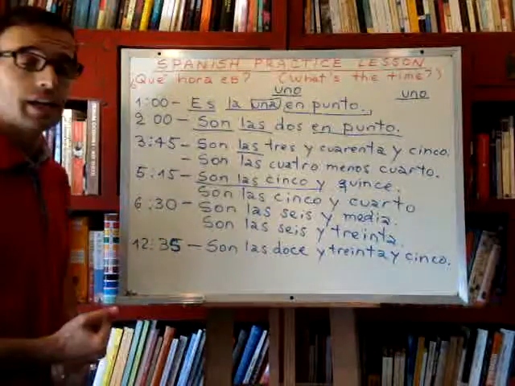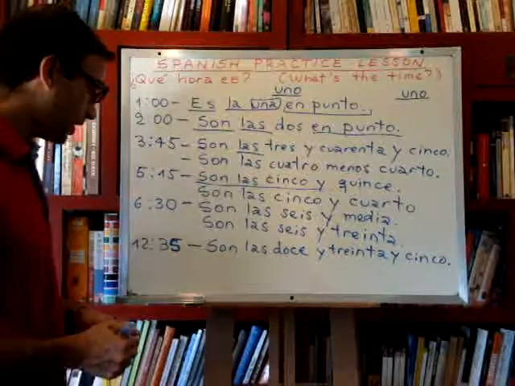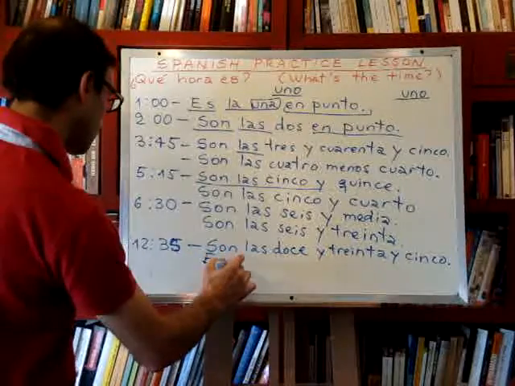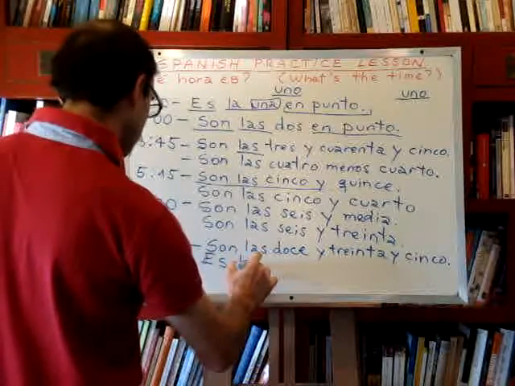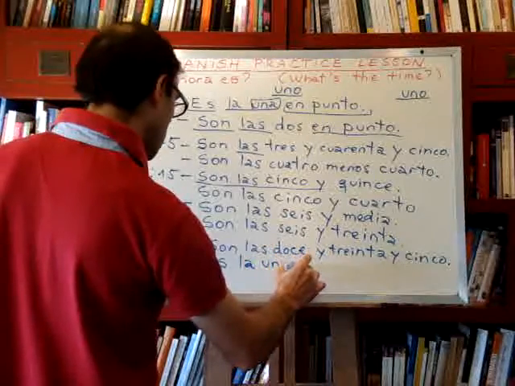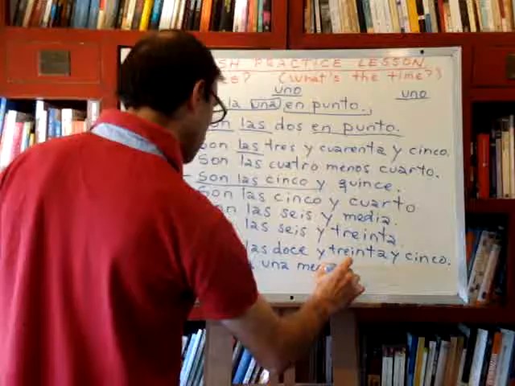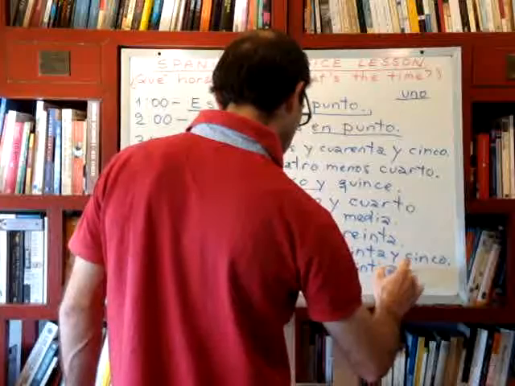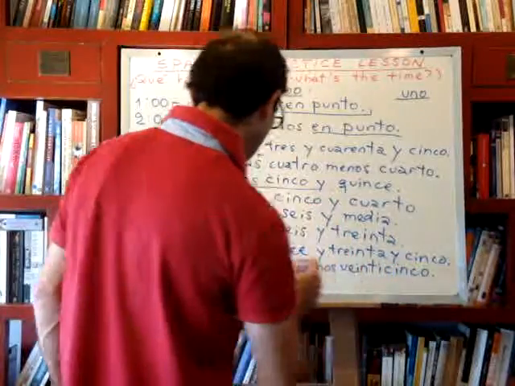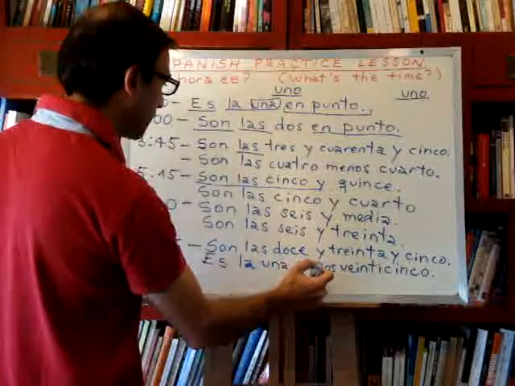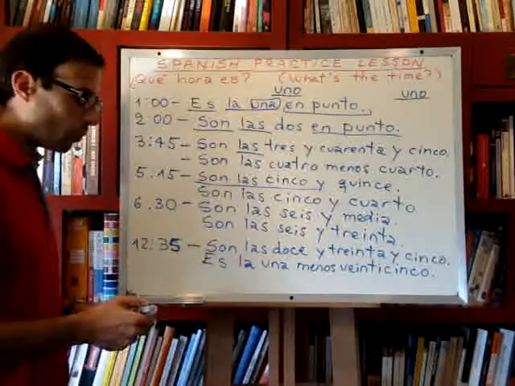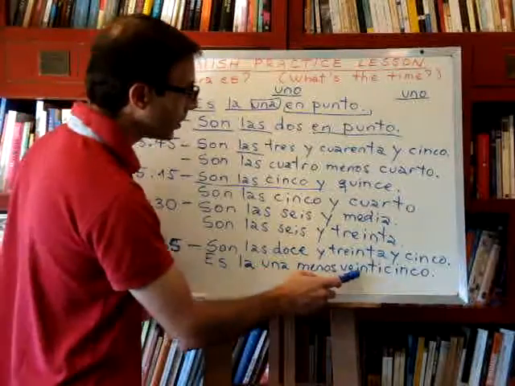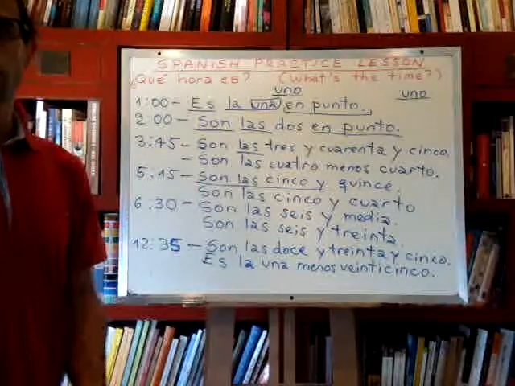Now let's say it is 25 to 1. And we'll say es la 1 menos 25. Es la 1 menos 25. Es la 1 menos 25. It is 1 minus 25, or 25 to 1, okay?